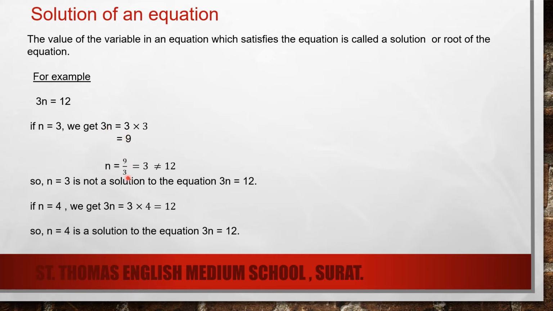If it comes here, it becomes division. 9 by 3. What is 9 by 3? You can cut like this. 3 ones are 3 and 3 threes are 9. So what is the value of n? n is equal to 3.